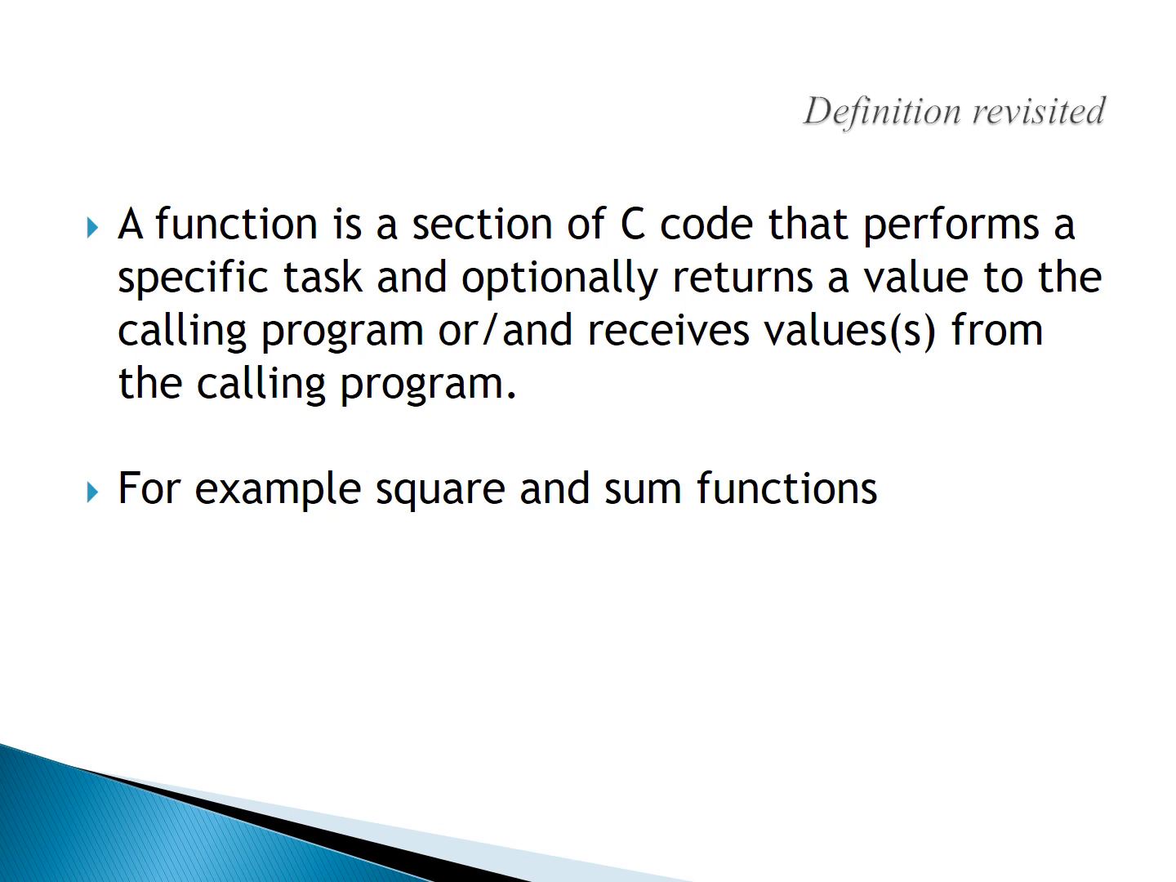So let's revisit the definition of what we studied so far. A function is a section of C code that performs a specific task and optionally returns a value to the calling program or receives values from the calling program. For example, the square function was a section of code, and its purpose was to calculate the square of the value and print it. Similarly, the sum function we used, and the average, or others.